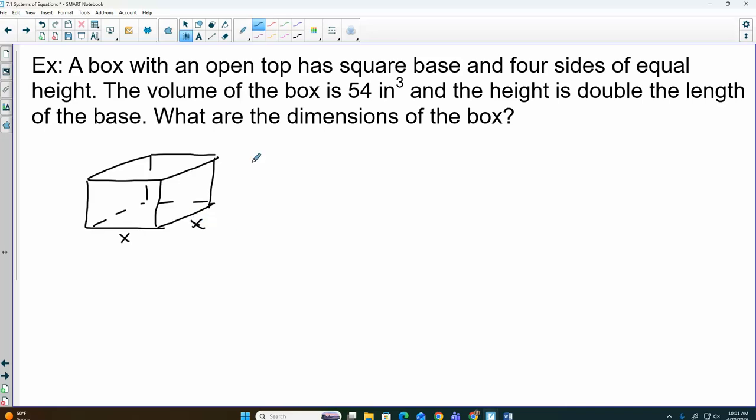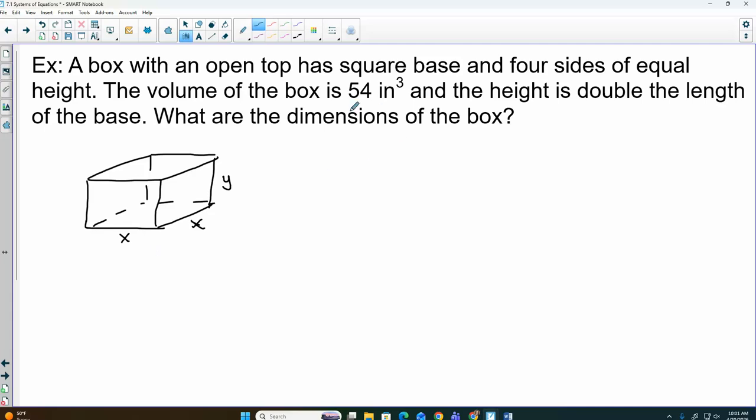And did I give you any? I didn't say the height was the same, so that would be like y. If you draw a picture and label, that counts as defining a variable. So you could either tell me y is the height and x is the length of a side, or you could draw the picture and label it.